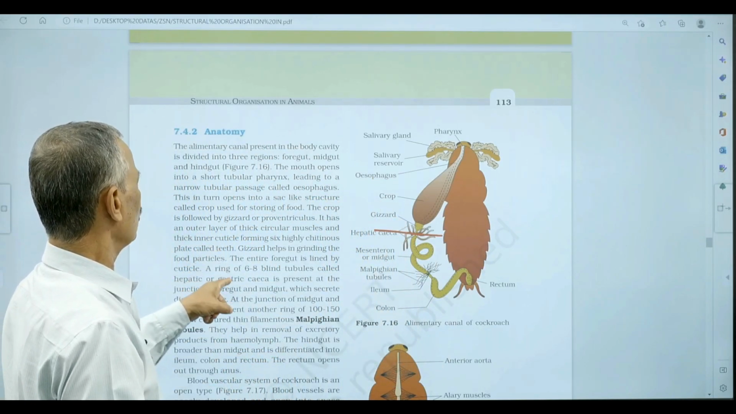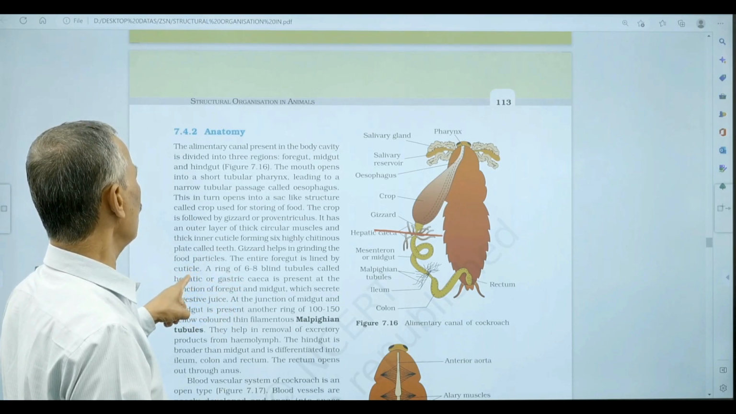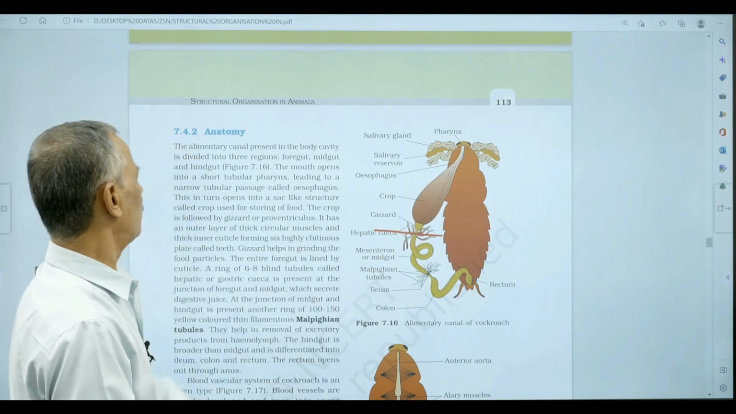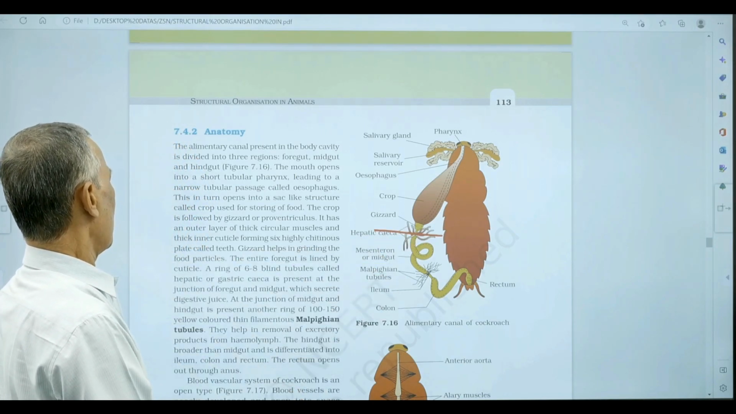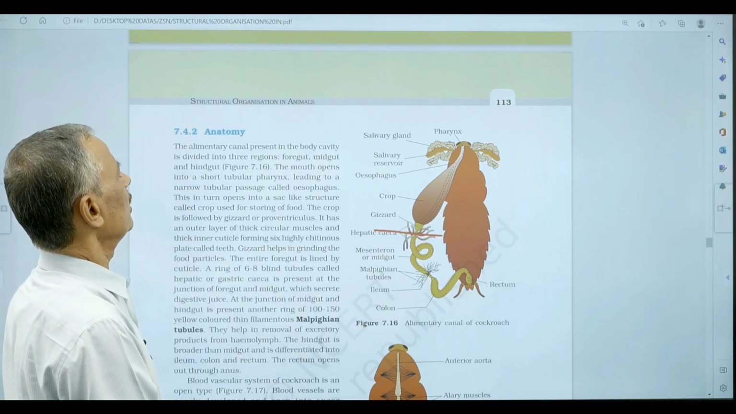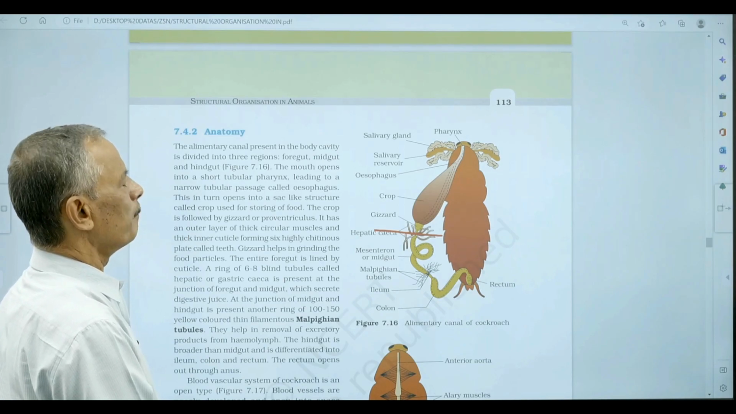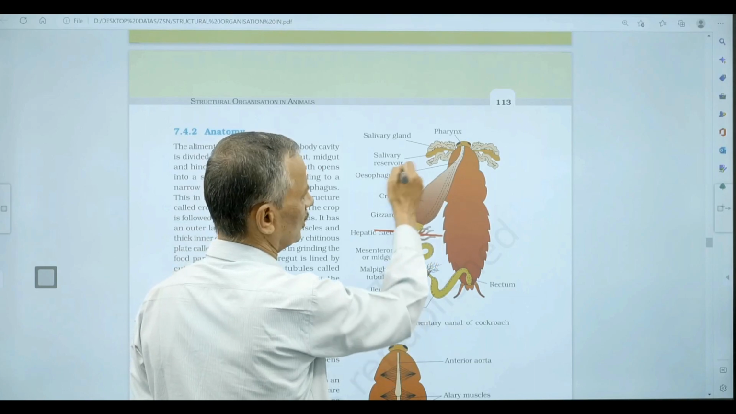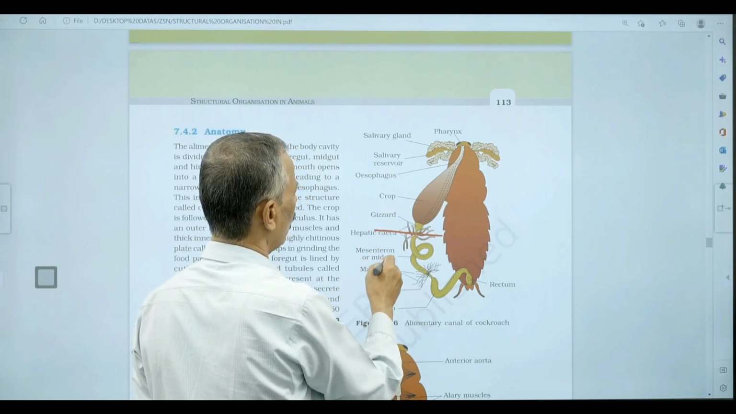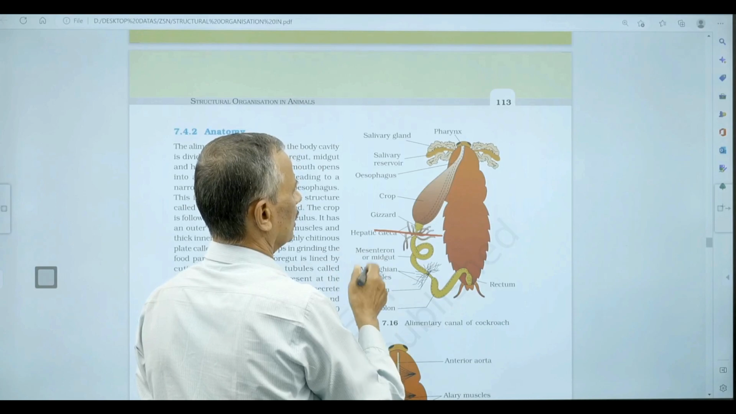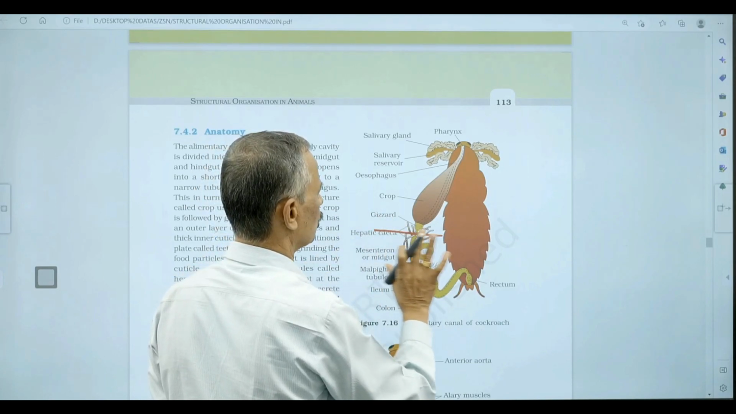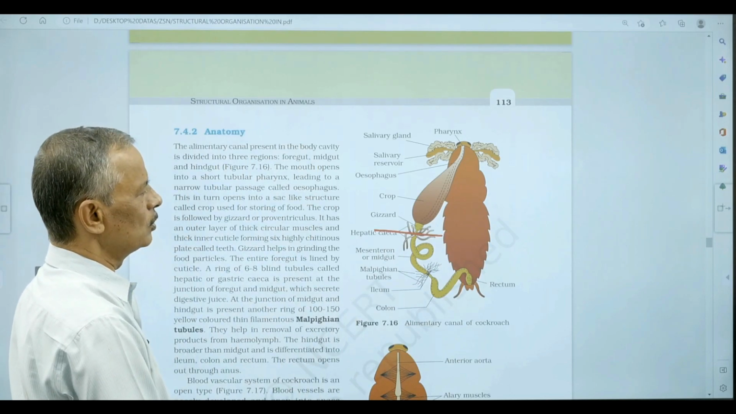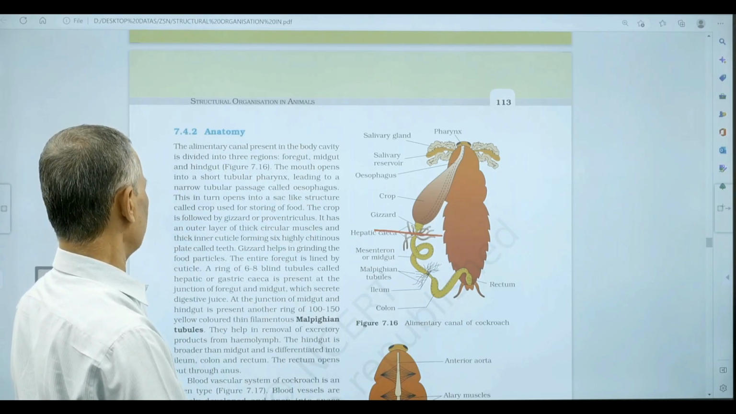Now, there will be a ring of small tubes called hepatic or gastric caeca at the posterior part, at the junction between the gizzard and the midgut. Up to the gizzard, it is foregut. Now, midgut or mesenteron is the only part where there is no cuticular lining. It is glandular and digestive.